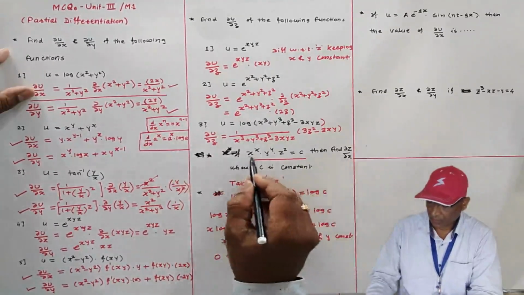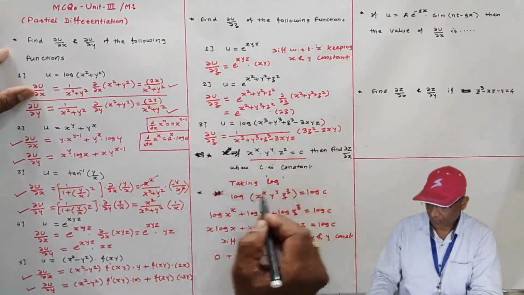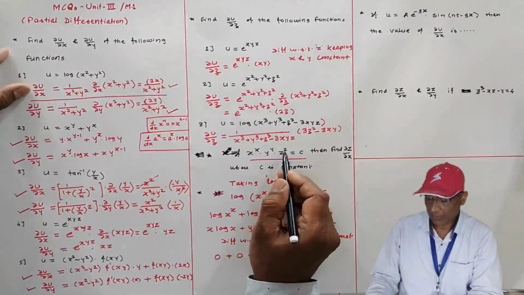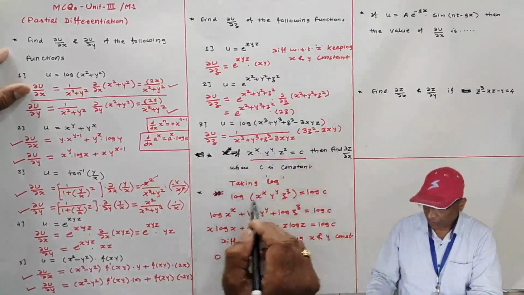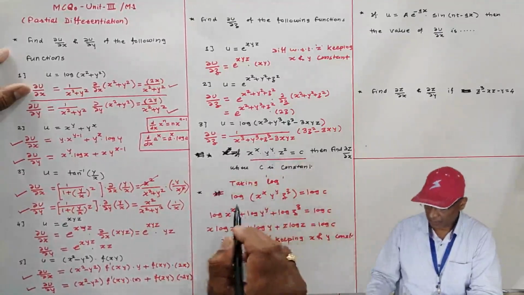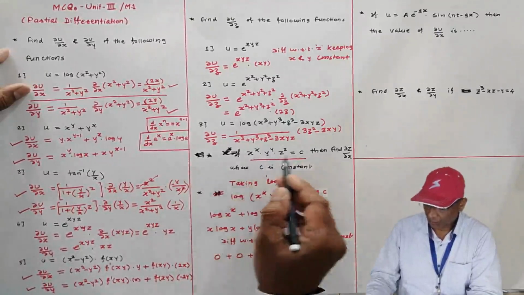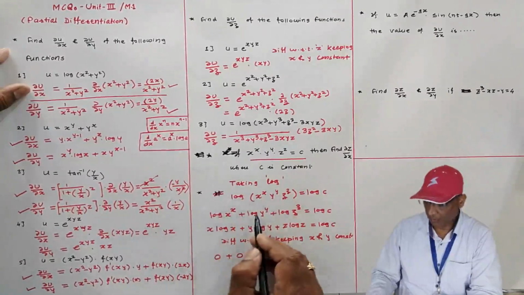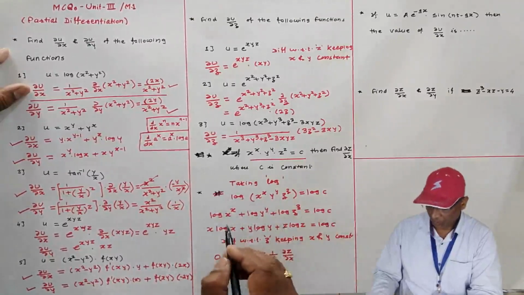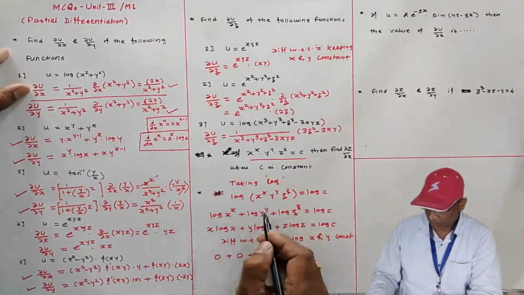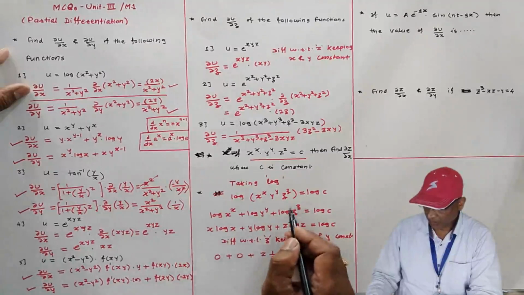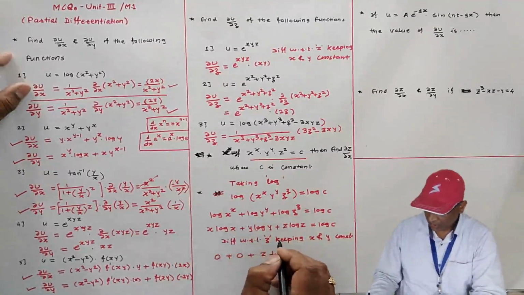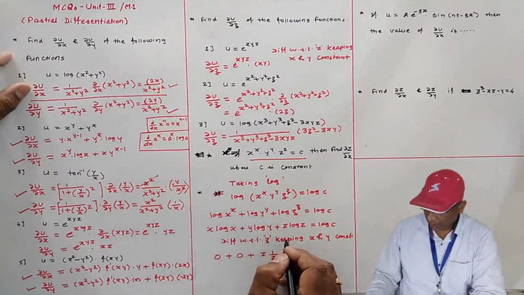Now, taking log of both the sides, because we have variable power variable like that, I am going to simplify this function. Taking log of both the sides, log of a into b into c is log of a plus log of b plus log of c. Then by law of logarithm, this x can be brought here, y can be brought here.